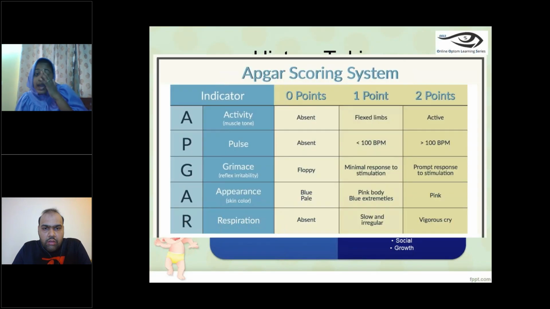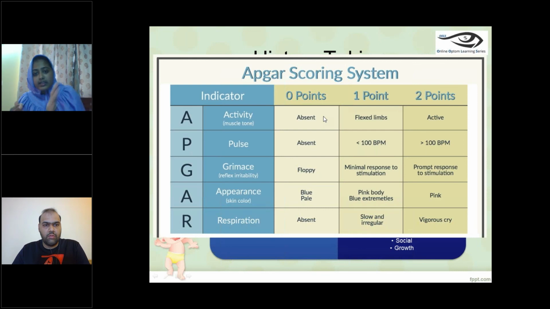Okay. So this is for the Apgar score. So this is the activity. How is the activity of the child? How active is the child? If there is no movement at all, if the child is not moving at all, then they will give the child a 0 point. If the limbs are very flexed, very loose and not moving properly, but still some movement is there, then they would give a 1 point. And if the child is very active, then they will give 2 points.